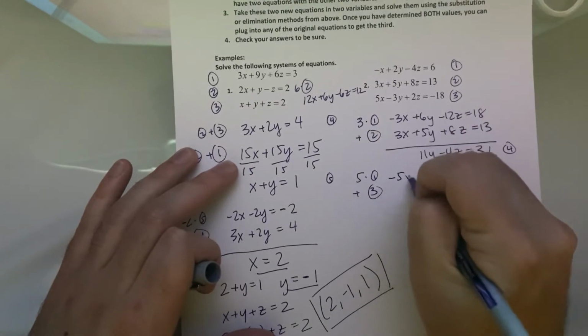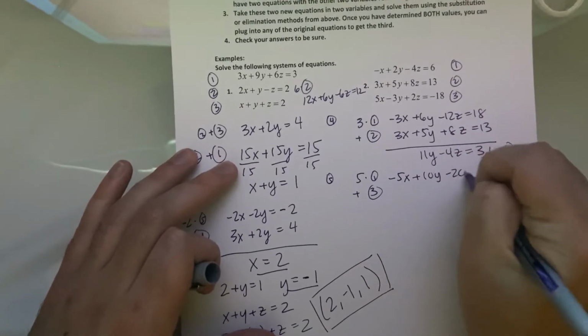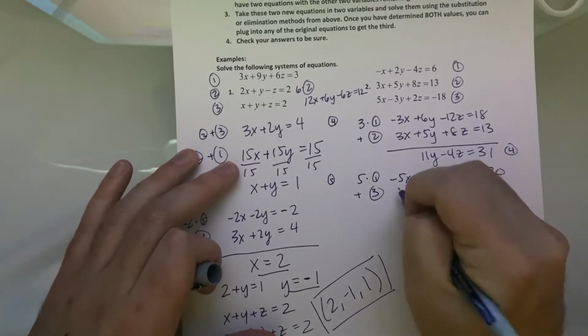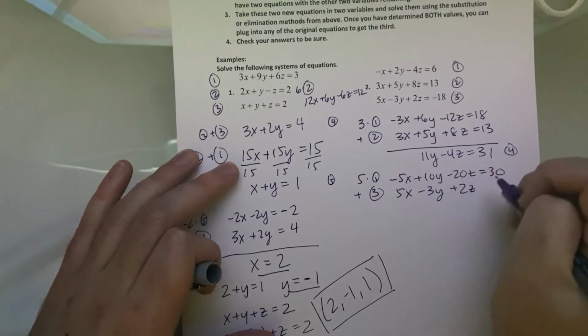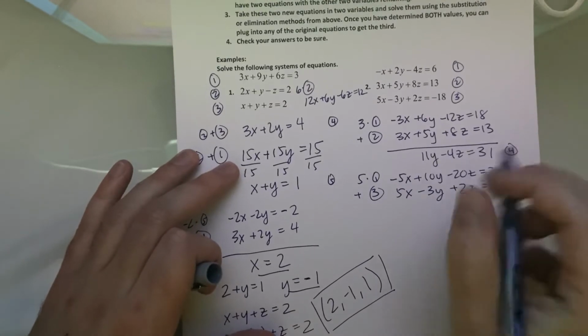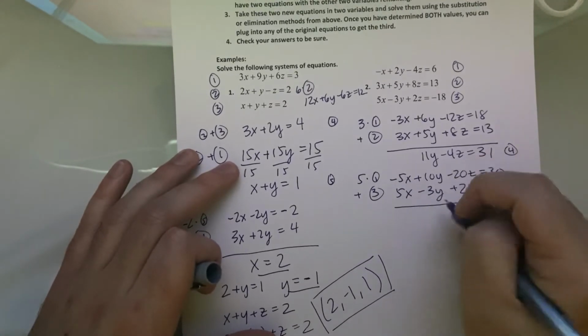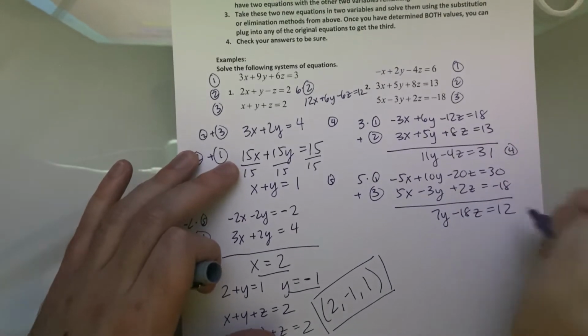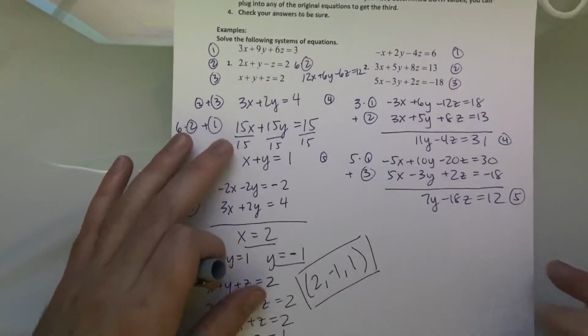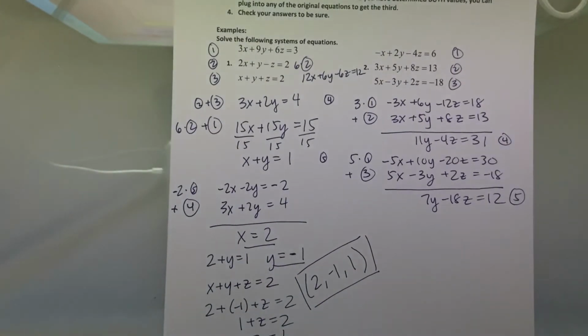That's negative 5x plus 10y minus 20z equals 30, and 5x minus 3y plus 2z equals negative 18. When I combine these, I get 7y minus 18z equals 12. That's my equation 5. So from here, I could get solutions between those two equations for y and z, and then plug back in to get x. That's a kind of more complicated one with multiplication, but I think you guys can manage.